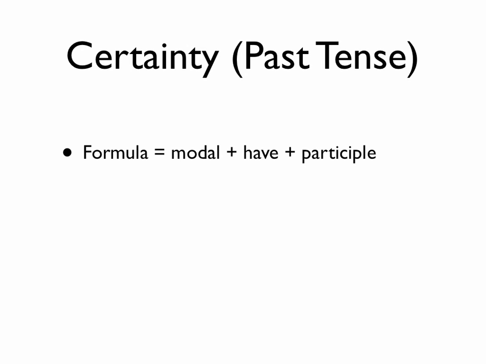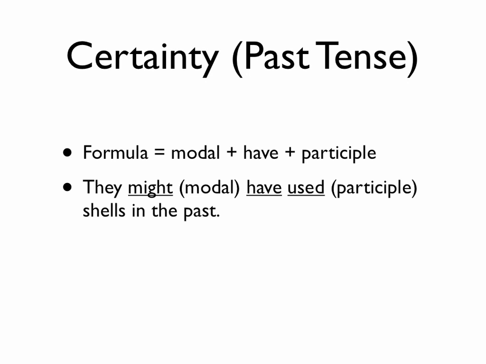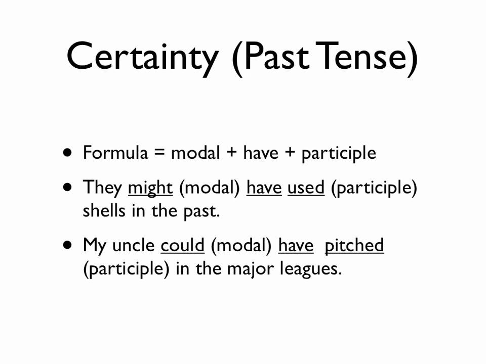Certainty in the past tense. It's the same formula, modal plus have plus participle. They might is your modal, have, used is your participle, shells in the past. They might have used shells in the past. My uncle could is your modal, have, pitched is your participle, in the major leagues. My uncle could have pitched in the major leagues.